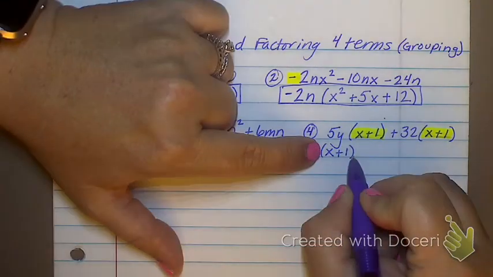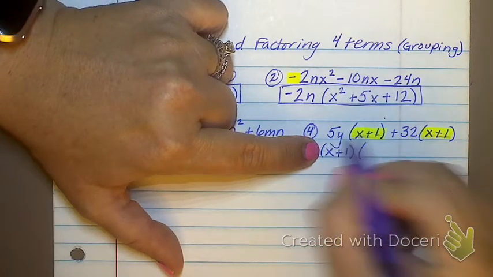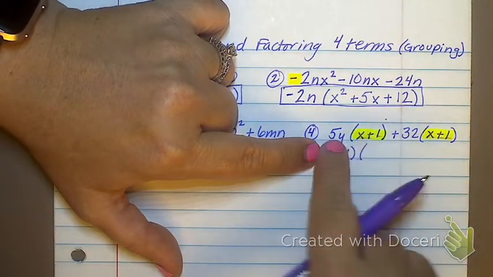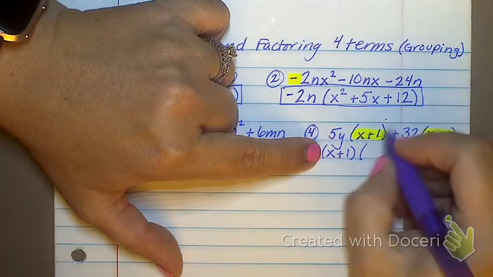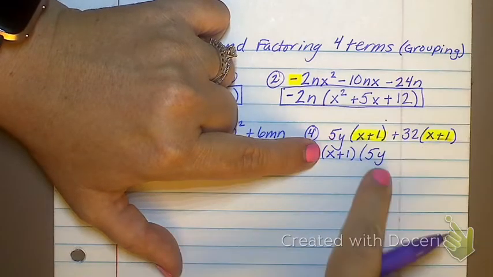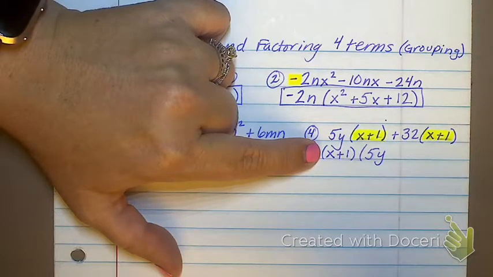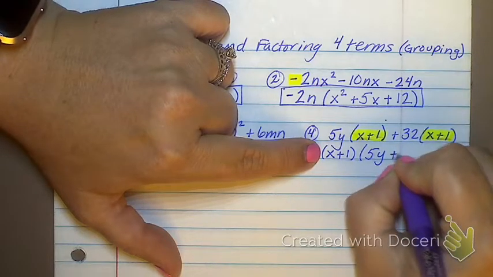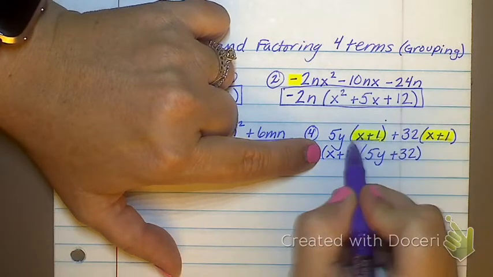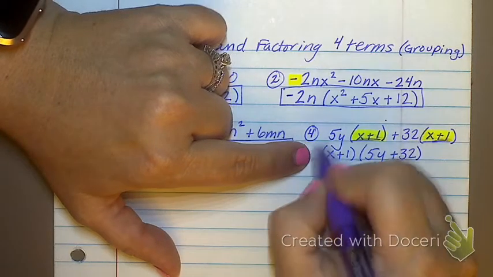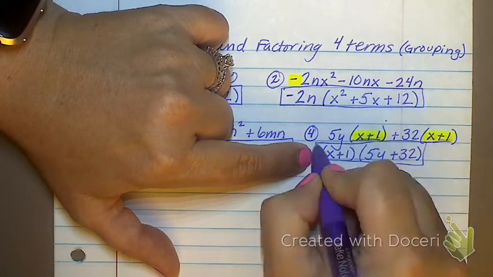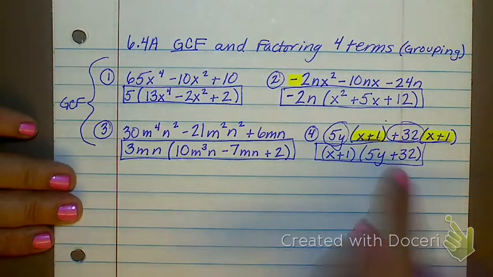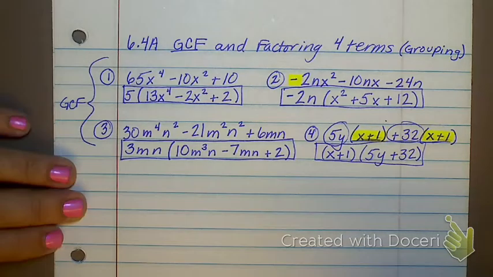So x plus 1 times what gives me 5y? X plus 1. This times what gives me that whole first term? Just a 5y, right? So 5y times x plus 1 could be written like that. X plus 1 times what gives me this? Plus 32. So kind of interesting. These 2 parentheses that match become 1 down here. And then the coefficients of those parentheses end up making the second set of parentheses. That's a process you're going to use every time you use grouping.